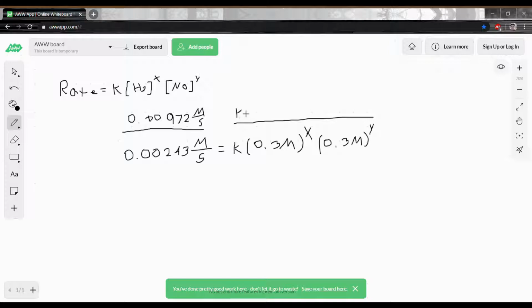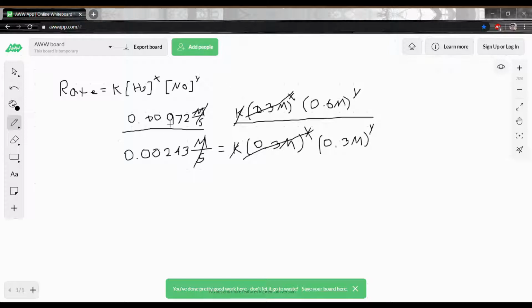And now on this side of the equation, we're going to have the same K, our concentration of H2, which is 0.3 molarity to the x power. This time, however, our concentration of nitrite is changing. We're going to multiply that by 0.6 molarity raised to the y power. Now that we're dividing these equations by one another, we can start to cancel out some similar things. So we can cancel out the units and the rate constant K. We can actually cancel out the entire concentration of H2. That's nice.